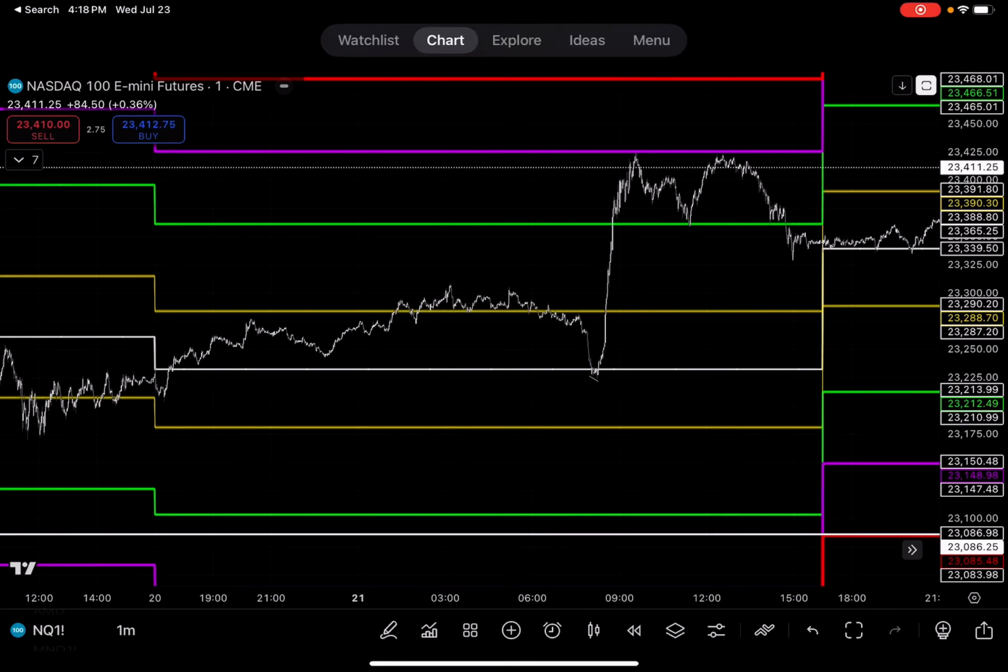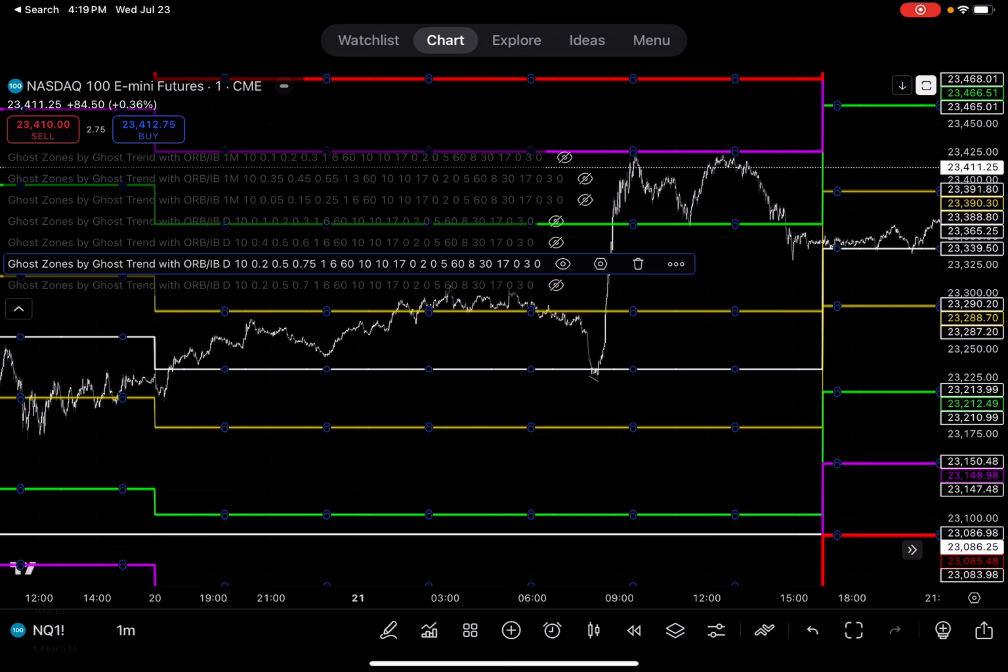Just going to give you all an overview of the Ghost Zones. These are basically a key levels tool. It's going to be probably the best one out there. These levels are marked based off the time frame that you choose. Sorry, I have a bunch on here for demonstration.